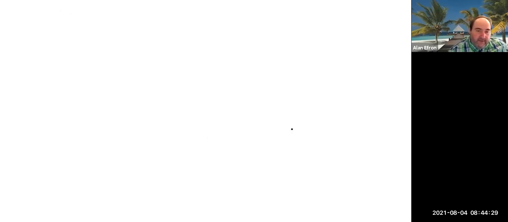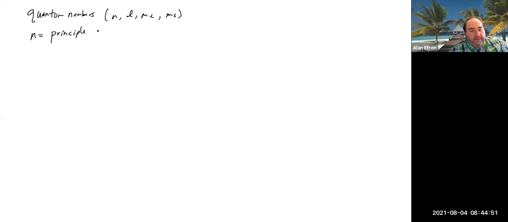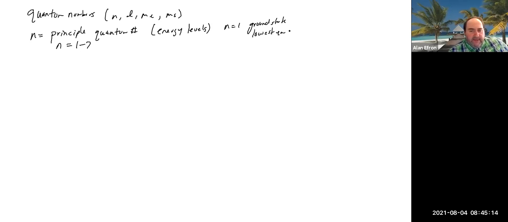There are 4 different types of quantum numbers: n, l, m sub l, m sub s. As we talked about a second ago, n is what is referred to as our principal quantum number, and basically what that describes is the energy levels. n could have values of 1 through 7. As we talked about earlier, n equals 1 is the ground state. It's the lowest in energy and the closest to the nucleus.